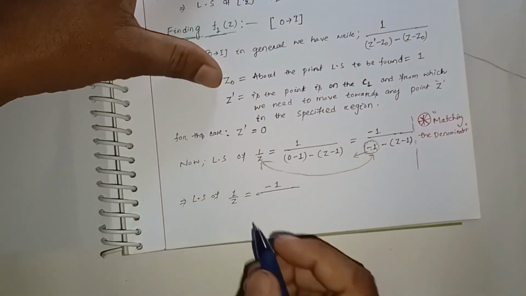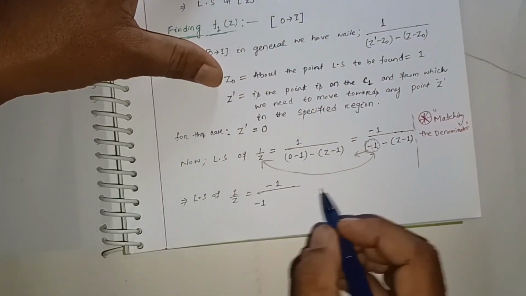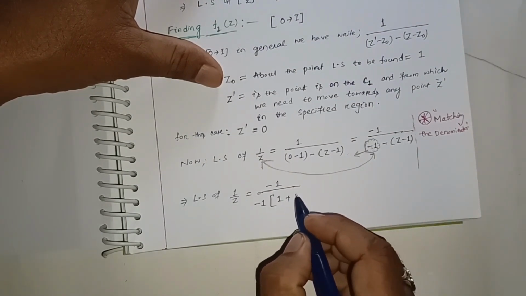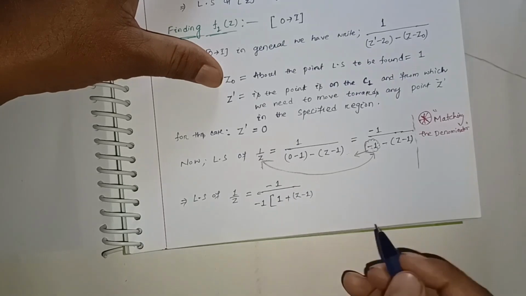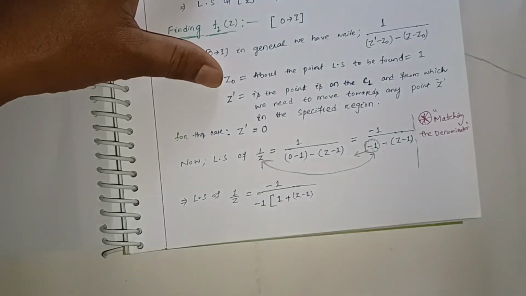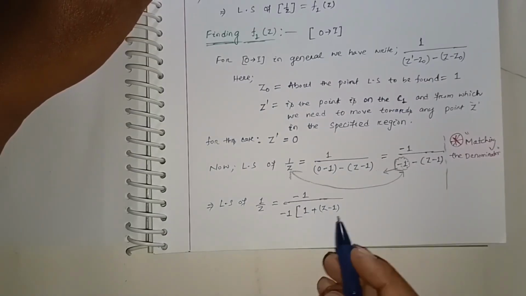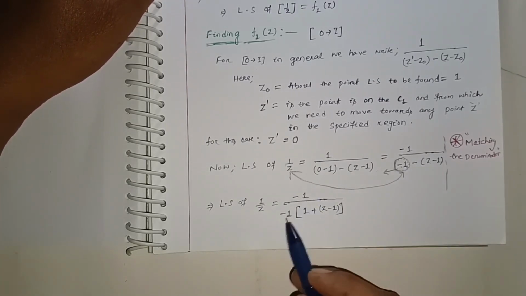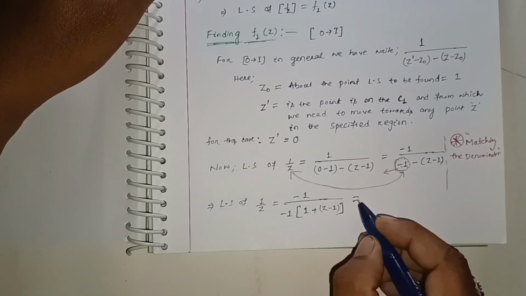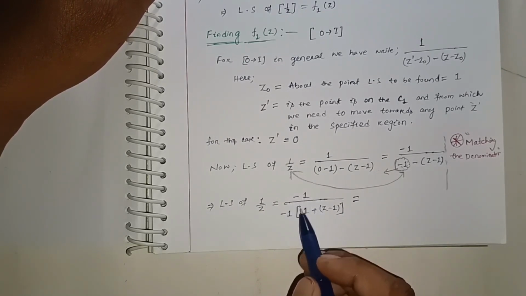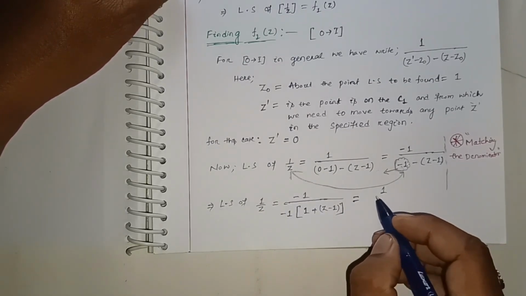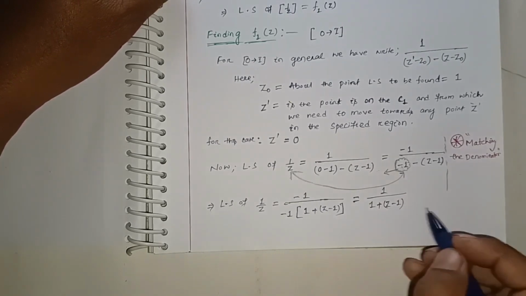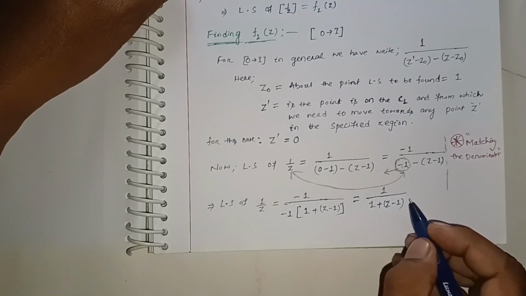What we can find here, you can see, if I take -1 common from these two terms, we find 1 plus z minus 1. Here -1, here -1, taken -1 common. So here you can see the numerator also, 1 -1 got cancelled. Finally we found 1 by 1 plus z minus 1.